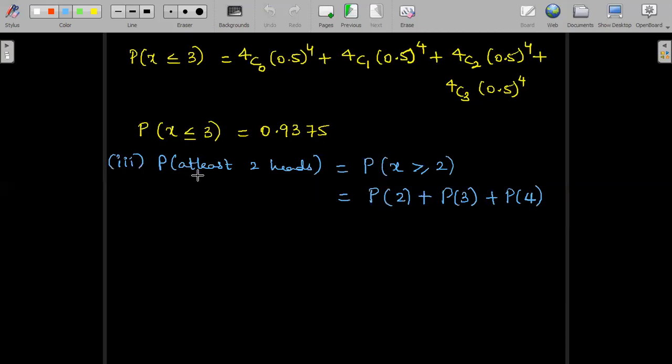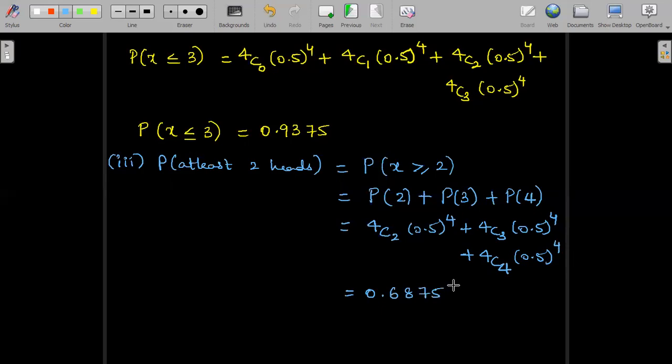So that is the reason probability of at least 2 heads means probability of x greater than or equal to 2. Greater than or equal to 2 means 2, 3 and 4 only, right? So when we substitute all the values, this can be written as 4C2 0.5 power 4 plus 4C3 0.5 power 4 plus 4C4 0.5 power 4. So using a calculator, this simplifies to 0.6875.